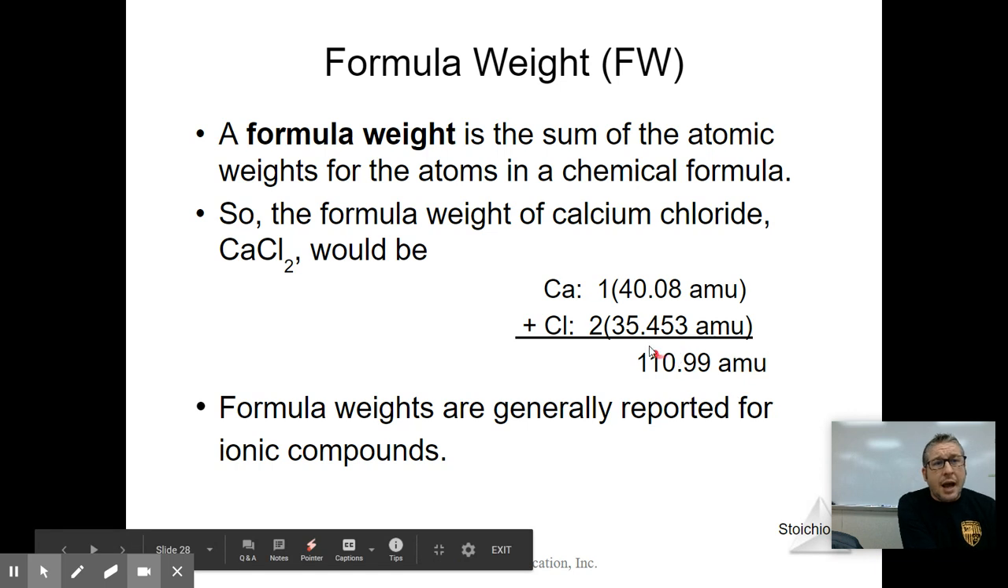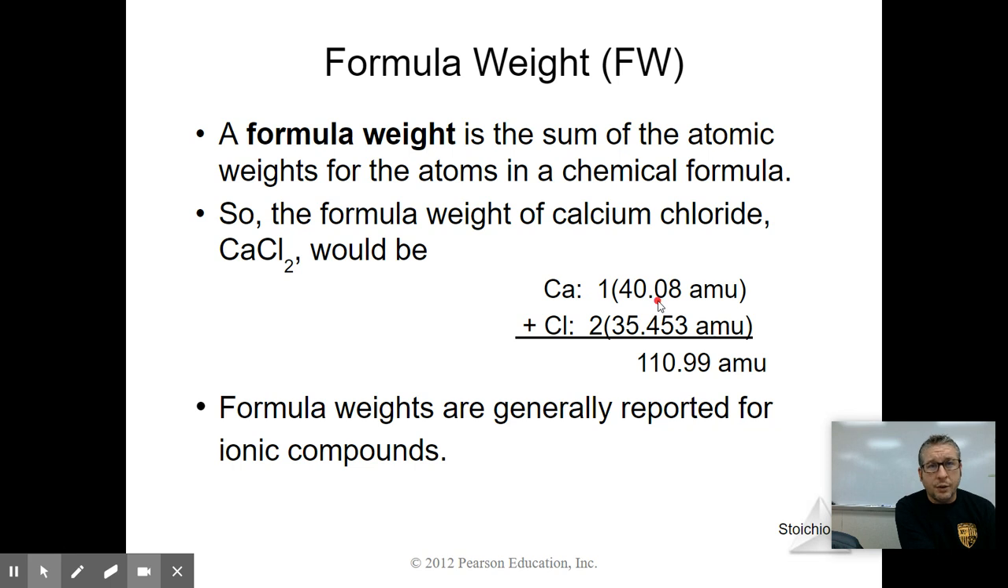So basically, looking at the periodic table, you see that an atom of calcium has a mass of 40.08 AMU, and that there is one present. So calcium comprises 40.08 AMU of the overall mass. Chlorine, there are two present, as we see in the subscript here. And if you look at the periodic table, chlorine has a mass of 35.453 AMU. So whenever you see a subscript here, you're going to take that subscript and multiply it by the atomic mass as reported on the periodic table.